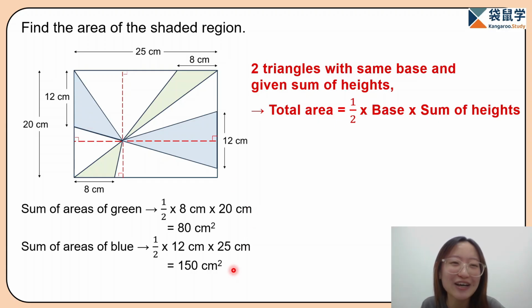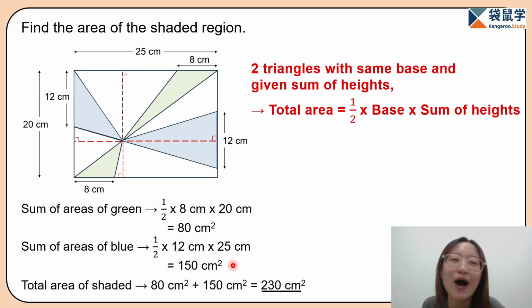Now let's answer the question. How can we find the area of the shaded region? We can just add the two areas and get our answer of 230 centimeters squared. And we have solved this question.